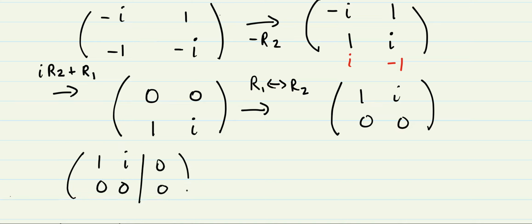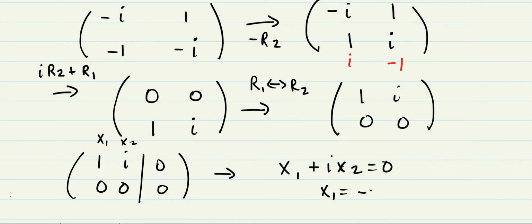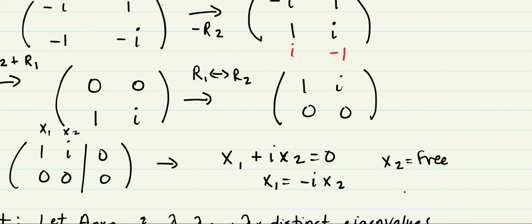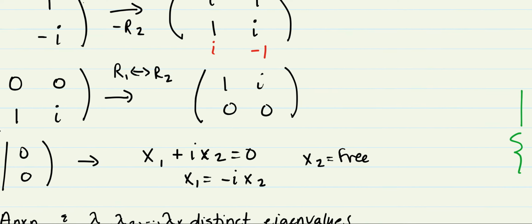we put our 2 zeros here. Remember, this is x1 and x2. We get that x1 plus x2 is equal to 0, which tells me x1 is negative i x2. Choose one of these to be a free variable. Since I solved for x1, I'm going to let x2 be free.